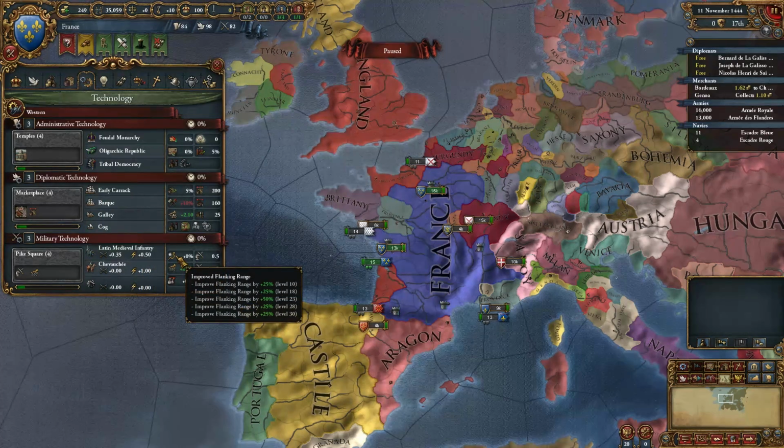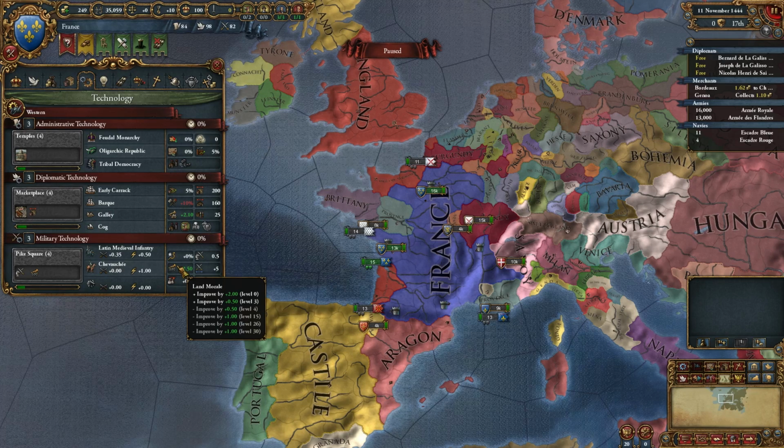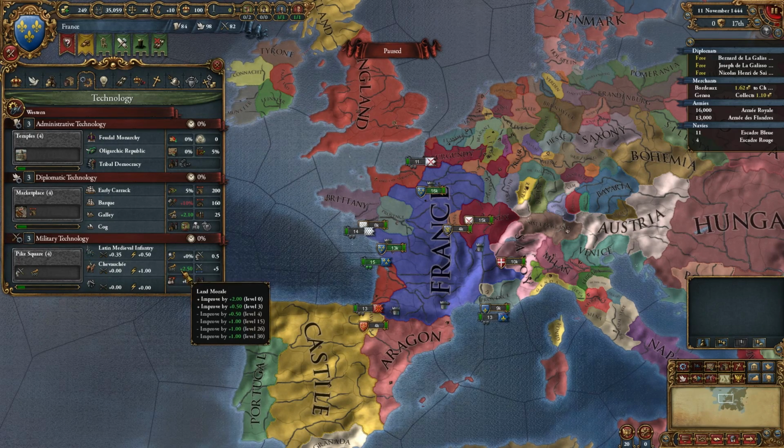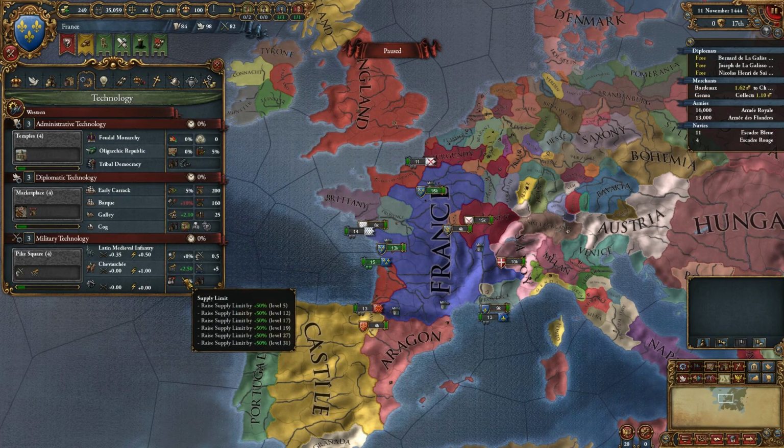Improve flanking range. Flanking range is the ability for your men to outflank the enemy and to maneuver around them in the combat phase, and that'll be covered in a later tutorial video. Land morale increases the strength of your men on land, and you get access to it throughout the game with a large mid-game pause. And that's going to allow you, throughout the game, to increase the amount of morale. Your guys are going to be able to fight longer, harder, and more effectively. Supply limit increases by 50% throughout the game. That's going to allow you to have 50% more men on any given province without incurring attrition.